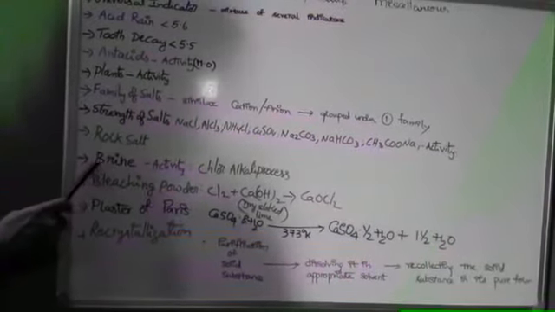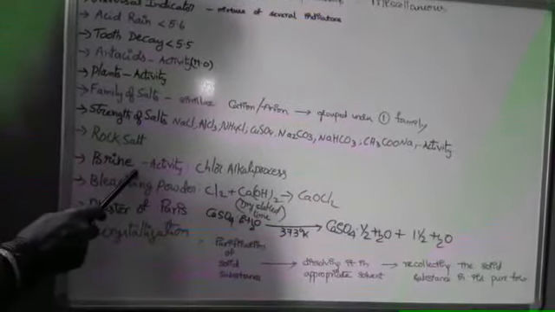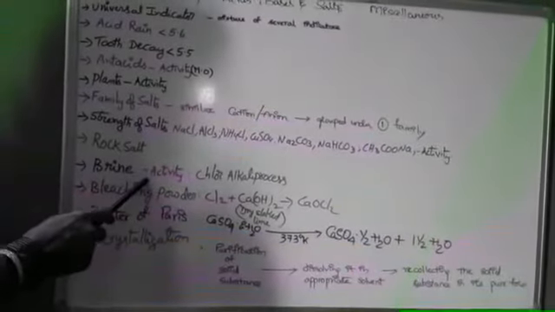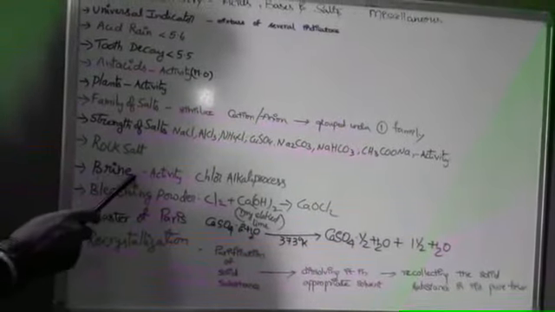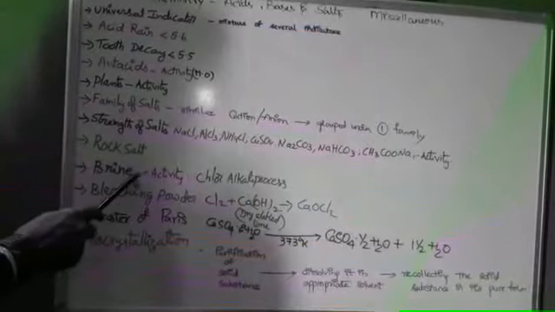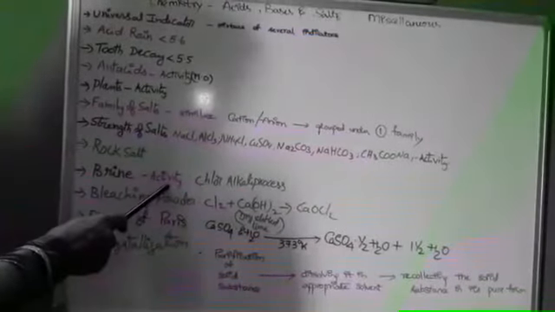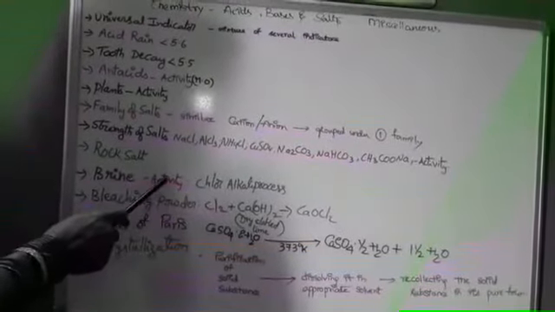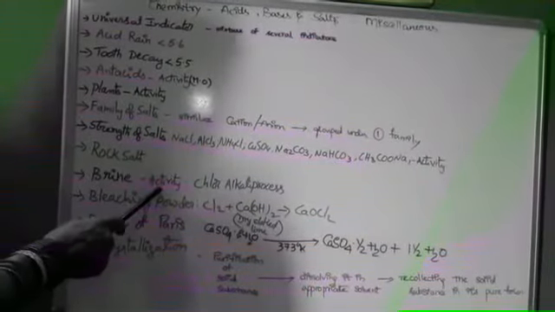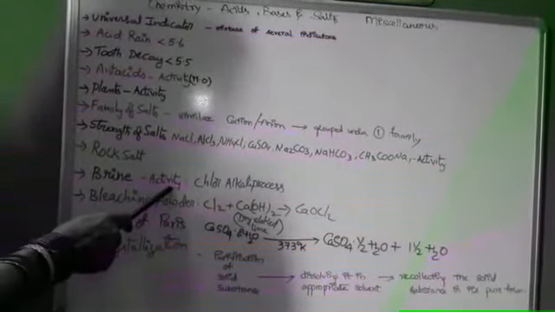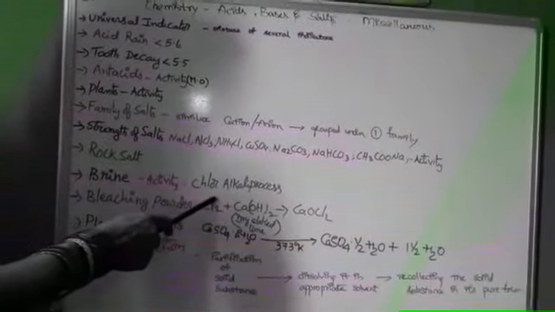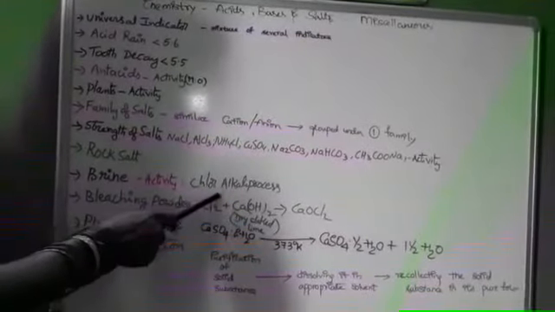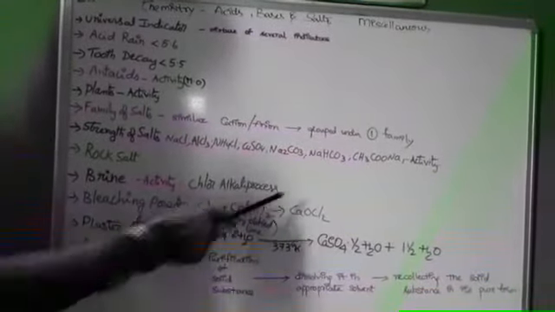Brine is nothing but an aqueous solution of NaCl. When sodium chloride is dissolved in water, we call that solution brine solution. When we take that brine solution in a beaker, place 2 electrodes in it, connect them to a battery and allow electricity to pass, 2 materials are obtained: one is chlorine and the other is NaOH. This process we call the chlor-alkali process.